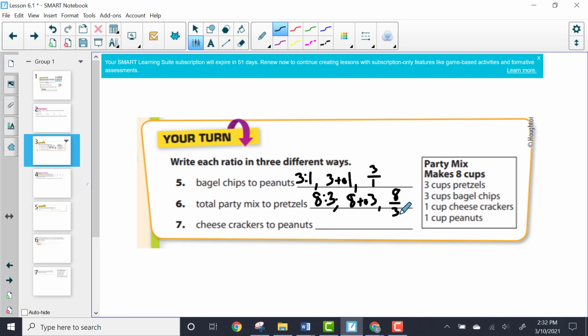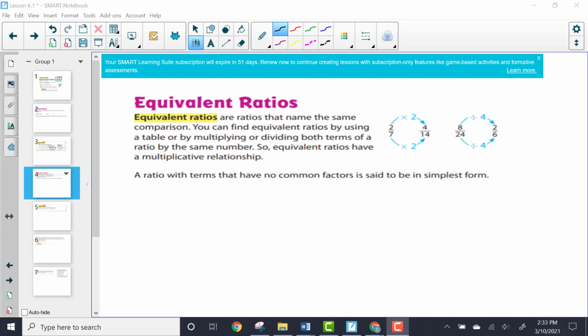Cheese crackers to peanuts. So this is part to part. We look at cheese crackers, that has to go first. There's 1 cheese crackers and 1 cup of peanuts. So this is 1 to 1. We can write it 1 to 1 like this, and then also 1 over 1. Those are all the different ways that we can write the ratios here for 5, 6, and 7.